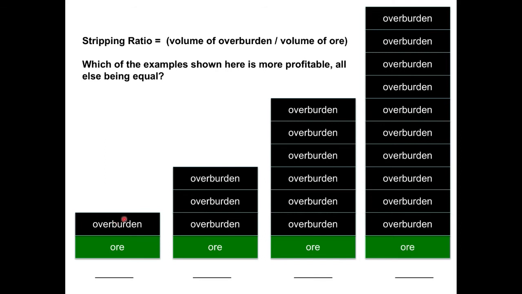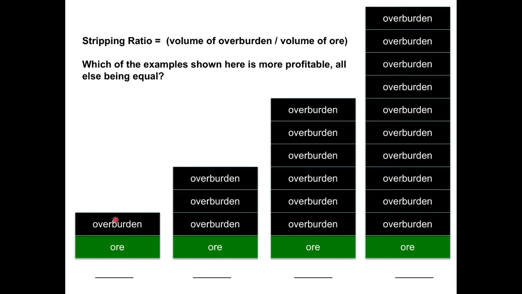Now, I have 4 examples here where in each of these examples, the ore body is the same size in green at the bottom. And the question is, which of the examples shown here is more profitable, all else being equal? So we assume that each of the 4 ore bodies in green has the same total concentration of copper. Which one of the 4 is more profitable? And the answer is the ore body on the left side of your screen.